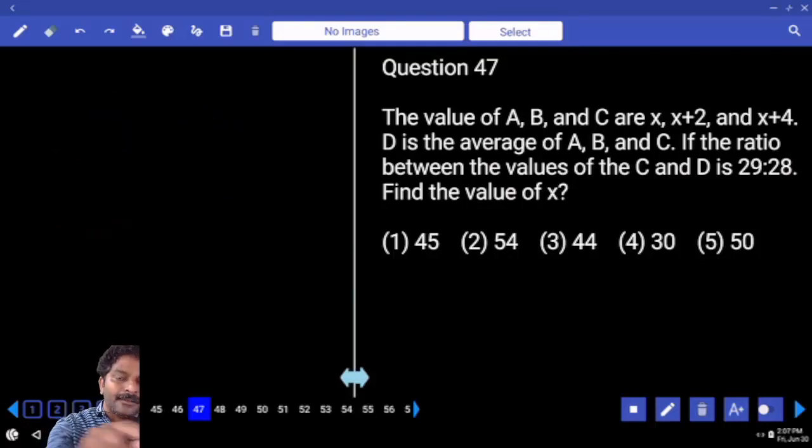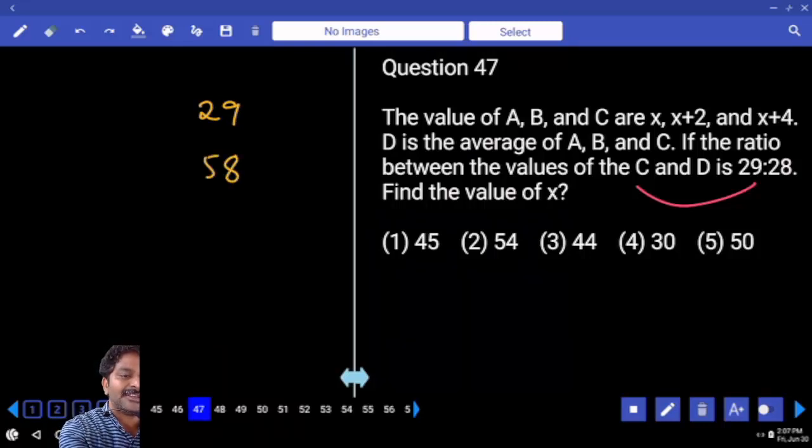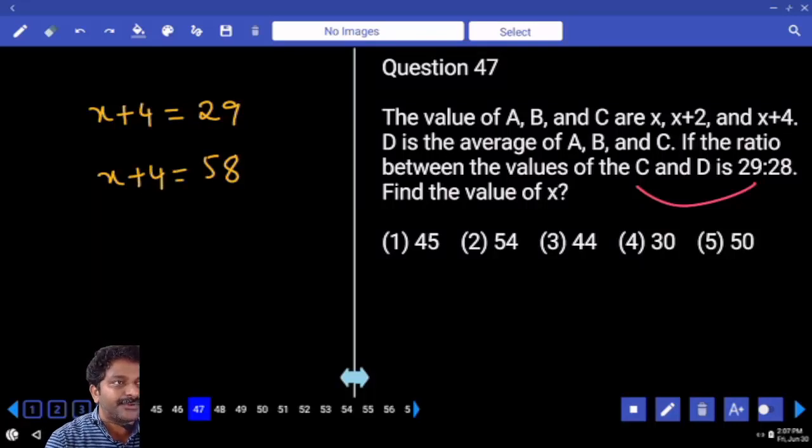Okay. Don't have to solve it actually. How much is C here? 29 parts. That may be either 29 or 29 2 times 58 something, correct? And you know that C is equal to X plus 4. If X plus 4 is equal to 29, X must be 25. Do you have 25 in option? If X plus 4 is equal to 58, X is equal to 54. Do you have 54 in option? Yes.